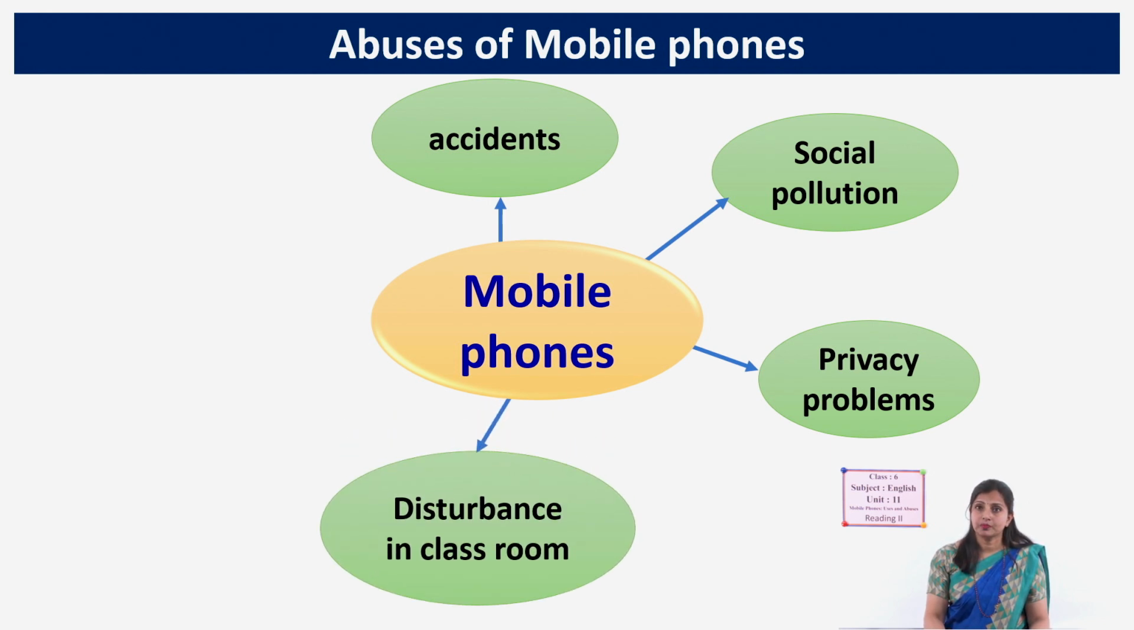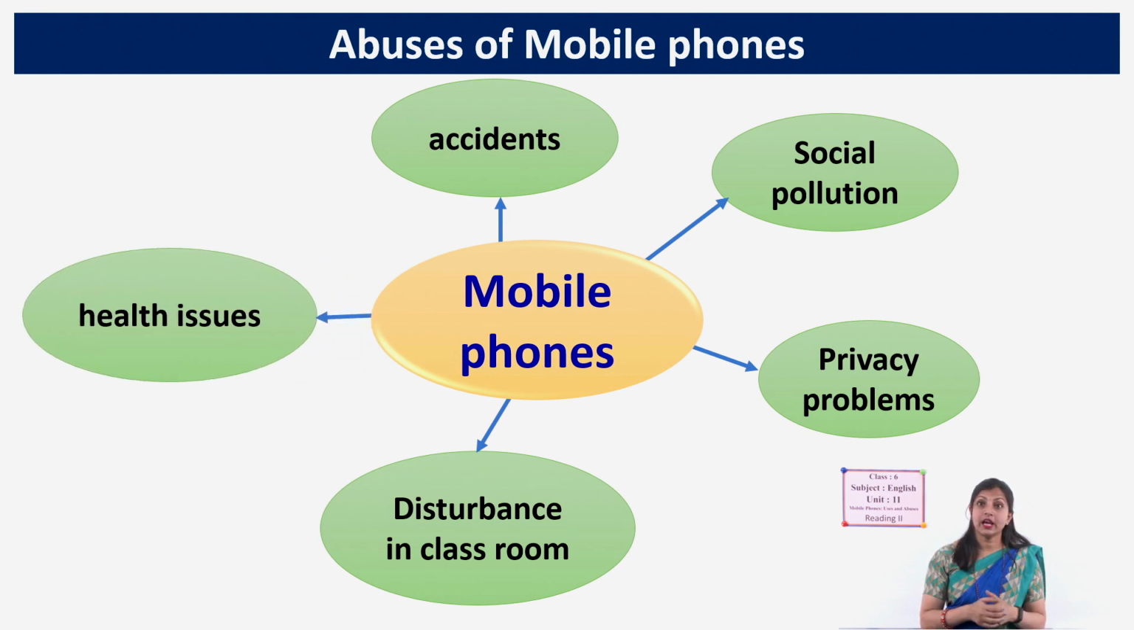Disturbance in classroom. That is why you are not allowed to carry mobile phones in your classrooms. Even teachers do not. Well, this is the phone I am carrying, which will not ring. Next one is health issues. The radiation which comes out from the mobile hampers our brain, our nerves. Serious health issues are caused, like eye problems and ear problems. So that's the uses and abuses of mobile phones we discussed in our previous class.